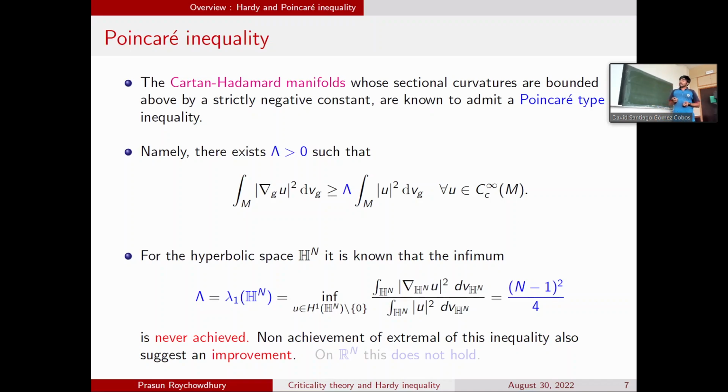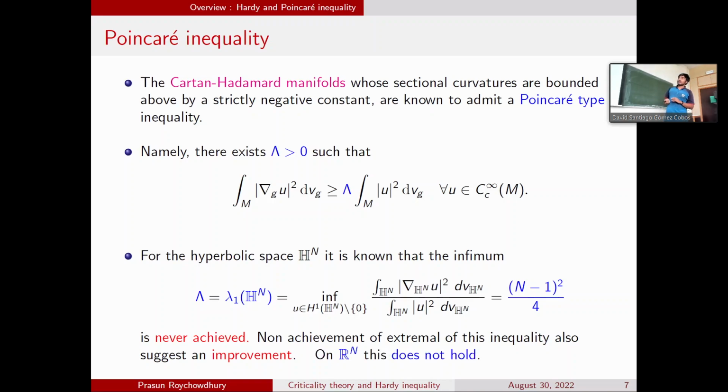Okay, but an important thing to note here is that this constant is never achieved. Never achieved means we don't have any H1 function for which, if we compute the ratio, it will be exactly that value. That is the meaning of never achieved. And whenever we have this kind of phenomenon, a never achieved constant, that means there is always scope for improvement. And I will make precise what I mean by improvement.